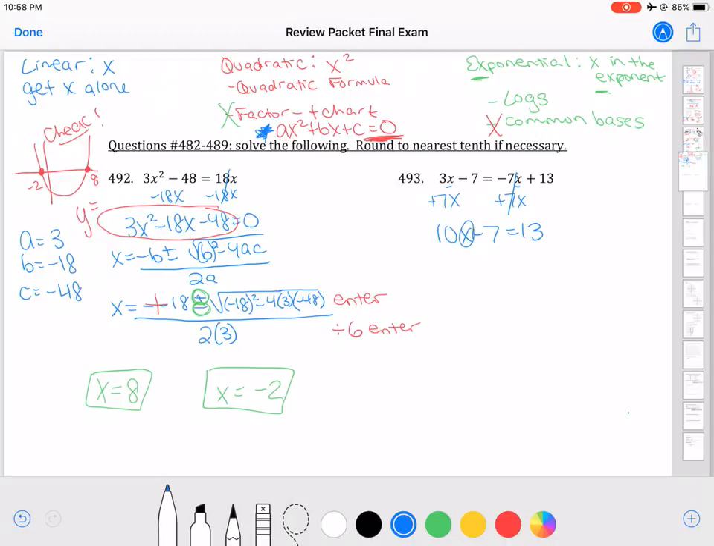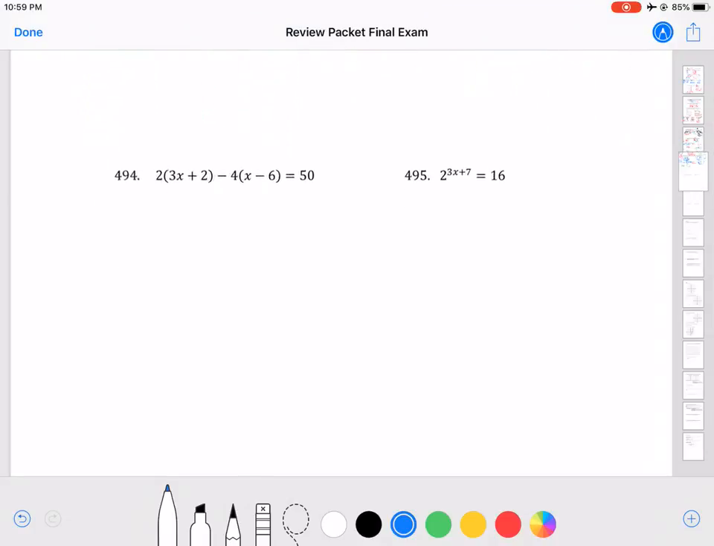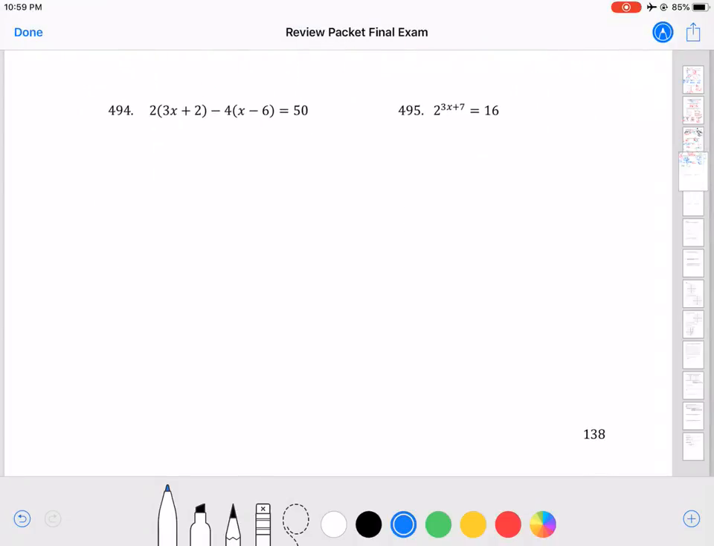To get that x alone, I get rid of what's being added or subtracted first, which is the -7. Then I get it to the other side by adding the 7 over. The 10x comes down, those 7's cancel, and 13 plus 7 is 20. So my last step here is to divide by 10, and I end up with x is equal to 2. Which I can plug that x value of 2 back in for x here and here to check to make sure that the left side ends up equaling the right side. But checks are optional. I just highly, highly recommend them.